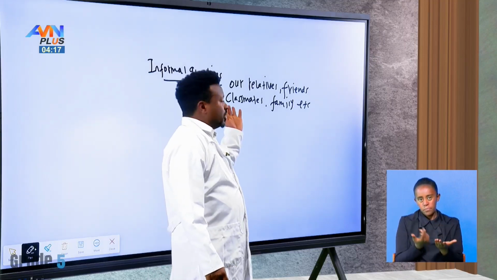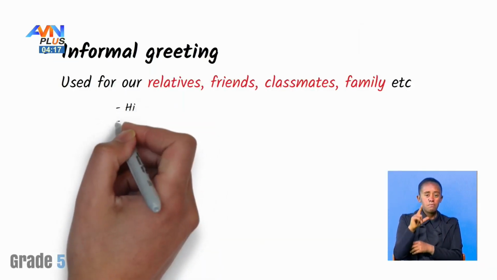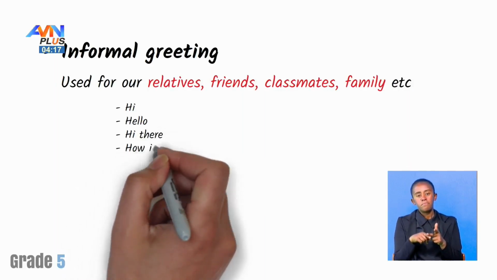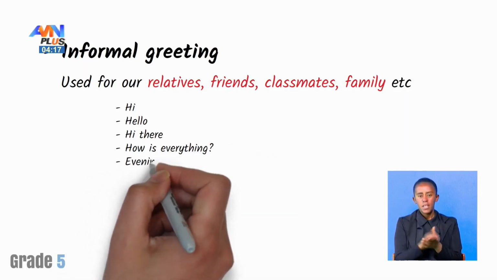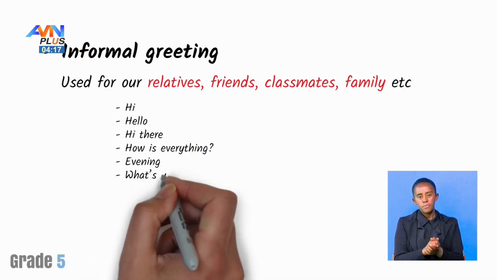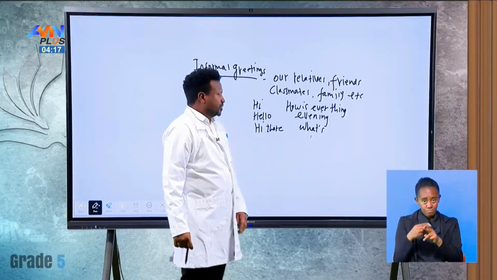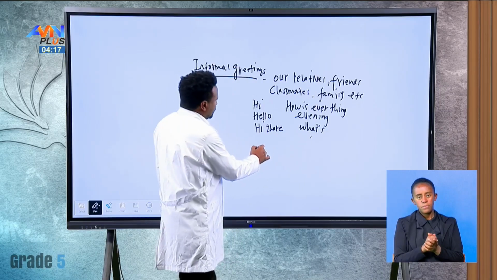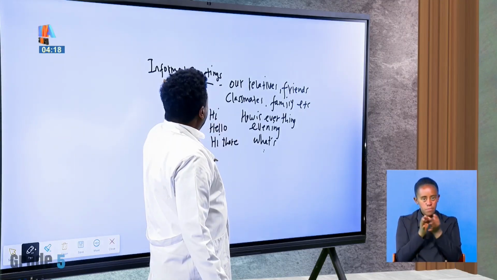So when we talk about informal greeting, you may use different kinds of expressions. Simple expressions like hi, hello, hi there, how is everything, evening, what's up? This is a contraction form. You know contraction form? We will discuss it lastly, okay? So, what's up? So simply, you may use these different kinds of expressions for informal greetings.